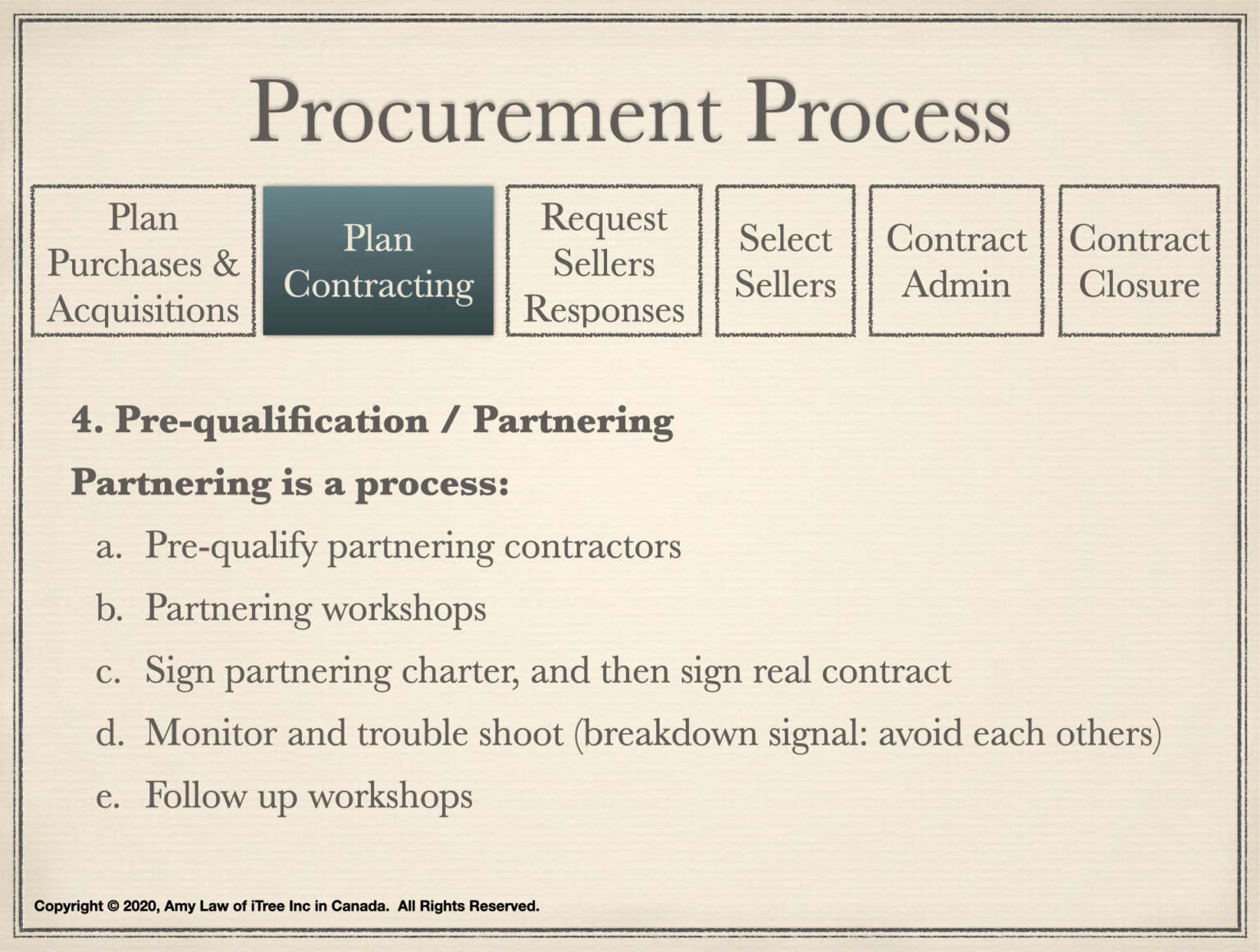Partnering is a process. First, the buyer pre-qualifies partnering contractors. Next, the buyer hosts partnering workshops. Then the buyer signs a partnering charter and then signs a real contract. The buyer and seller monitor and address issues together. For example, avoiding each other is a breakdown signal that must be addressed as soon as it is detected. The buyer and seller hold follow-up workshops.